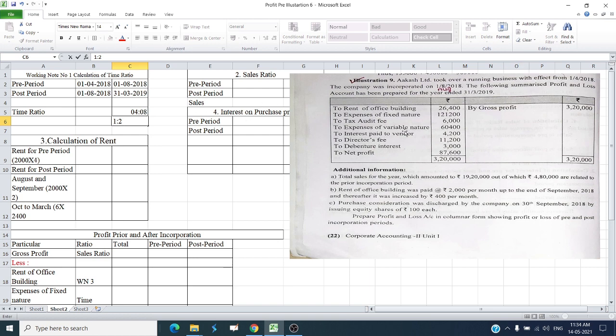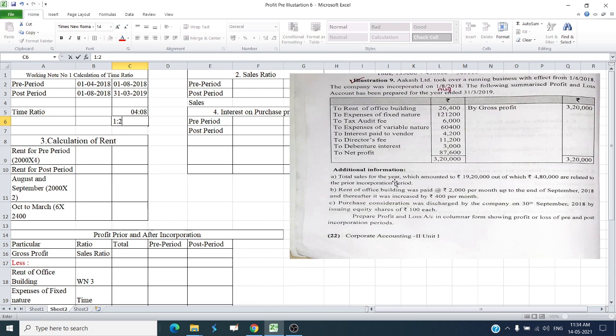Next see here the balance sheet. To rent of office building. Next, expenses of fixed nature: tax, audit fee. Expenses of variable nature: interest paid to vendor, director fees, debenture interest. And net profit is given here, that is 87,600, and gross profit is given, that is 3,20,000. Next see the additional information one by one here.